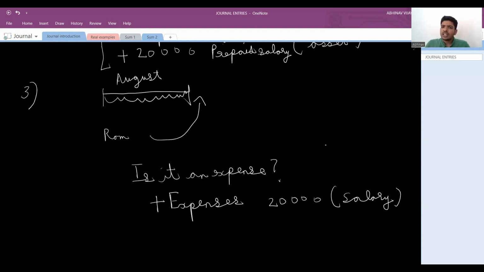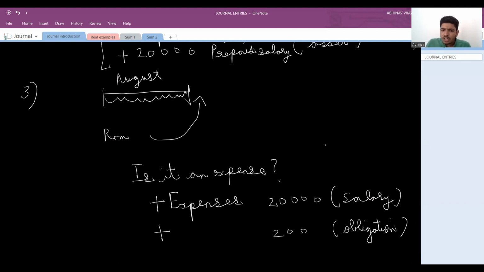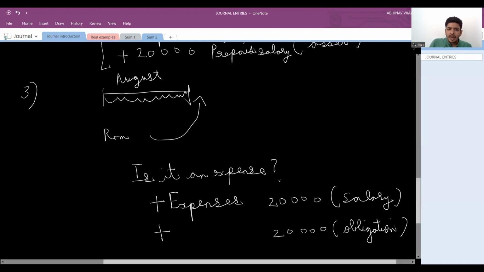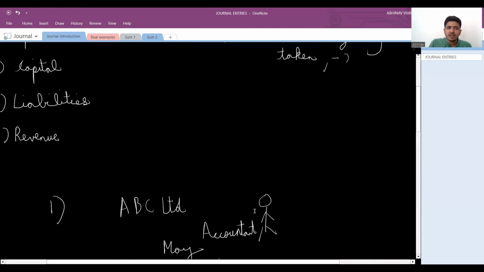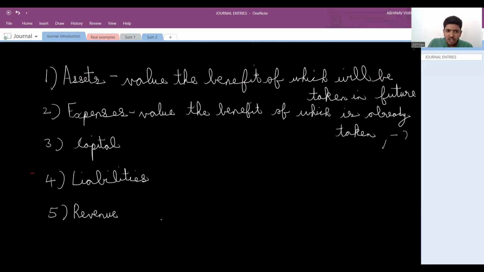Correct? So what is a headache? In simpler terms, just say obligation. It is an obligation for the firm at the end of August to pay salary to Ram, which it has not paid. So obligation, 20,000 rupees. Now, main topic. Now let's go back to the definition. You write this. This is the definition of liabilities. Any obligation.